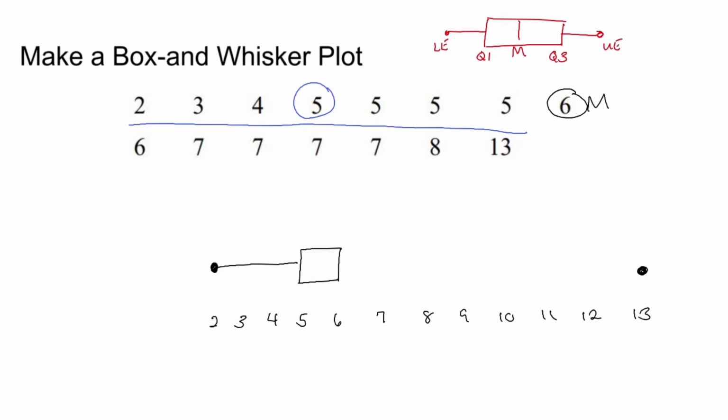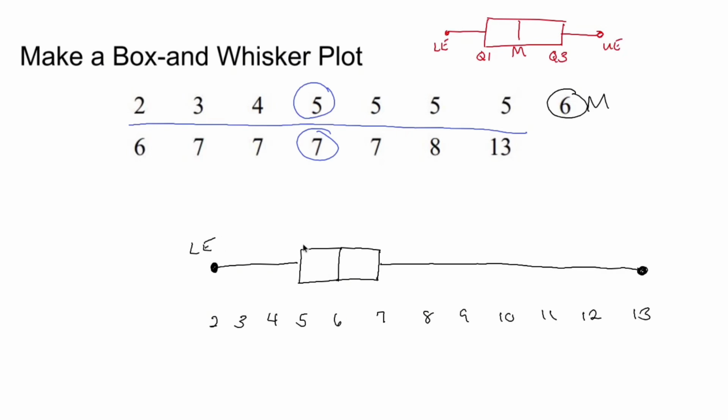Now the median of my upper half is going to be my upper half excluding the median, and it's going to be the middle number of that, which is going to be 7. So let's put a line there. Let's connect the dots. We have that 13 all the way out there, which is basically an outlier. And we built ourselves a box and whisker plot, okay?